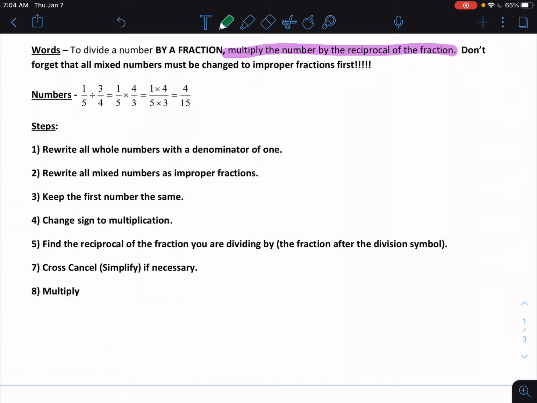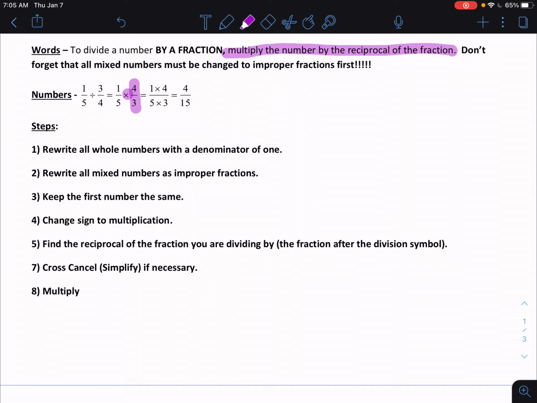So in numbers, the act of dividing by a fraction, so it says 1/5 divided by 3 over 4 is equal to, and then here is our multiplying by the reciprocal. So here's our times sign, and then our reciprocal would be 4 over 3. In this situation, the example here, there is no cross canceling, so they went straight to multiplying. So 1 times 4 is 4 on top, and then 5 times 3 is 15 on the bottom. This is the process, this number process, that we're going to use our steps to go through.